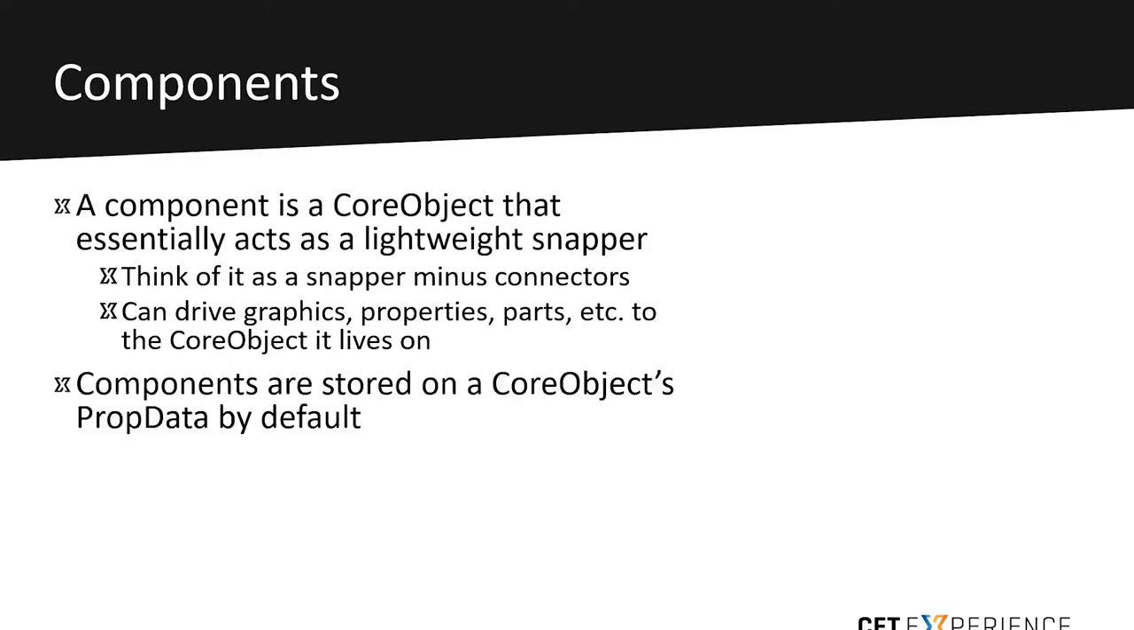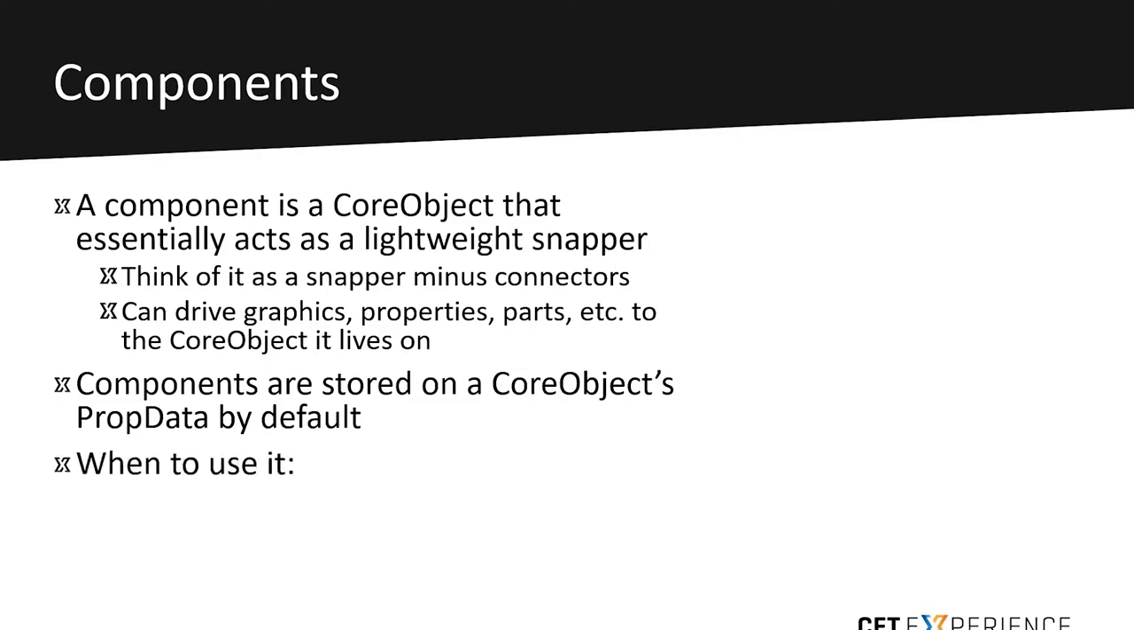Components, by default, are stored on a core object's prop data. There are methods on core object to add components, remove components, and access components, and all of those methods by default handle this by storing and accessing the components on the prop data of the core object they live on. If you wanted to handle it differently for some other reason, you have the ability to overwrite these methods and store the components wherever you want to, but by default they are stored on prop data.